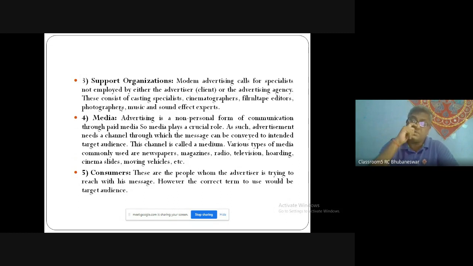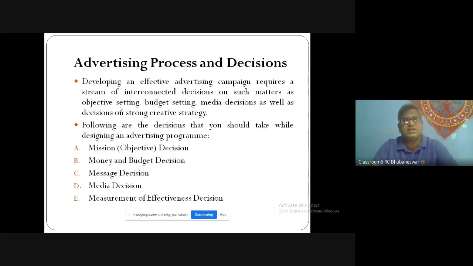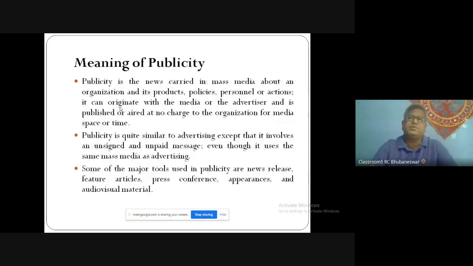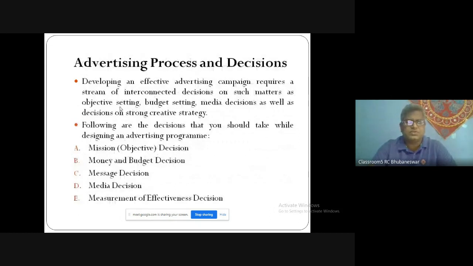Some support organizations are also part of this area, and media is there, and consumers are also covered under the advertising strategies. Another one is the advertising process and decisions. What are the processes? One is mission objective decision, budget decision, message decision, media decision, and measurement of effectiveness decision. These are the issues undertaken under the decision process of advertising.